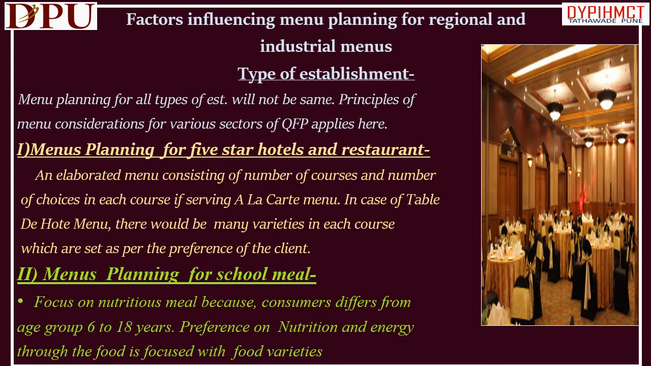In this slide, we shall go through the factors influencing menu planning for regional and industrial menus. Type of establishment: menu planning for all types of establishments will not be the same. Principles of menu considerations for various sectors of quantity food production apply here. First, menu planning for five-star hotels and restaurants. They have an elaborate menu, consisting of a number of courses, and a number of choices in each course, if serving an a la carte menu. In case of a table d'hote menu, there would be many varieties in each course, which are set as per the preference of the client.